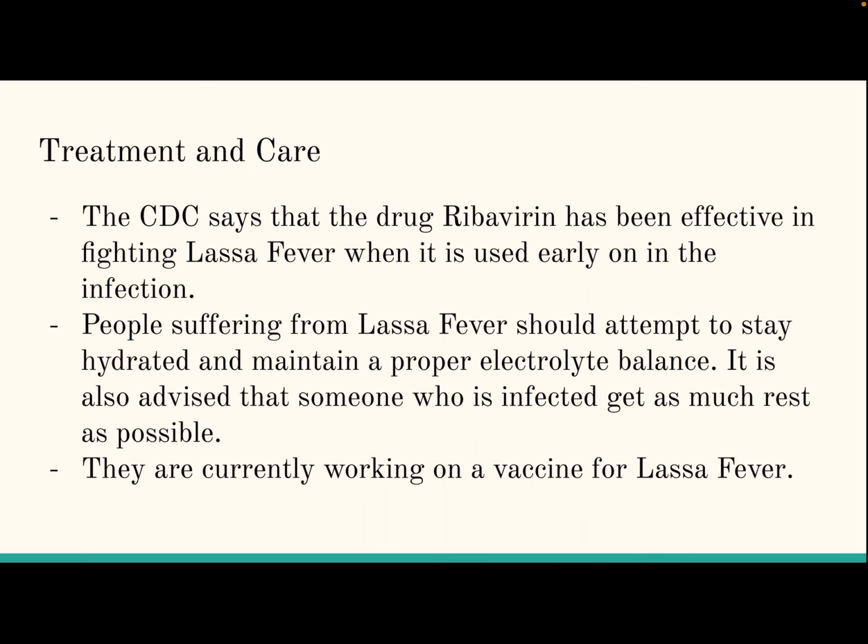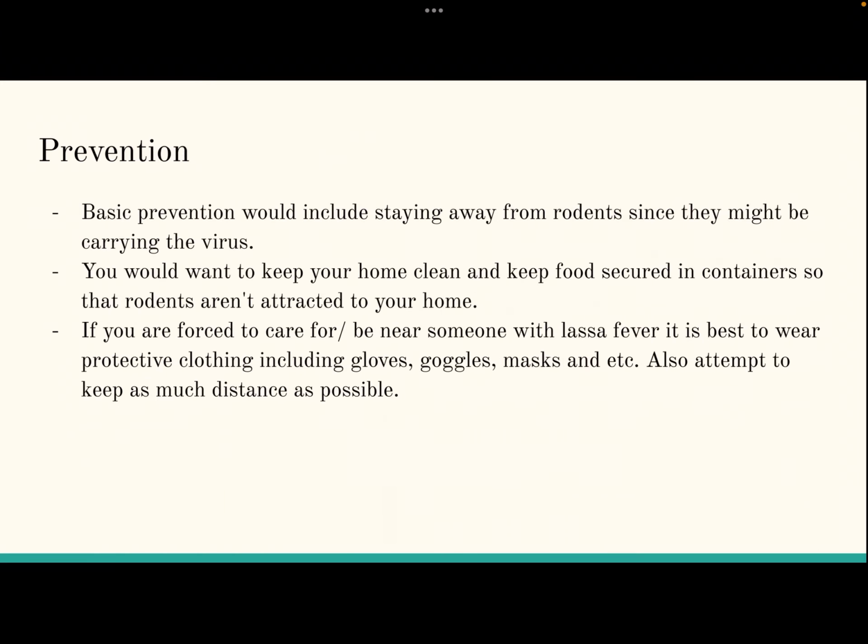Treatment and care. The CDC says that the drug ribavirin has been effective in fighting Lassa fever when it is used early on in the infection. People suffering from Lassa fever should attempt to stay hydrated and maintain a proper electrolyte balance. It is also advised that someone who's infected get as much rest as possible. They are currently working on a Lassa fever vaccine.